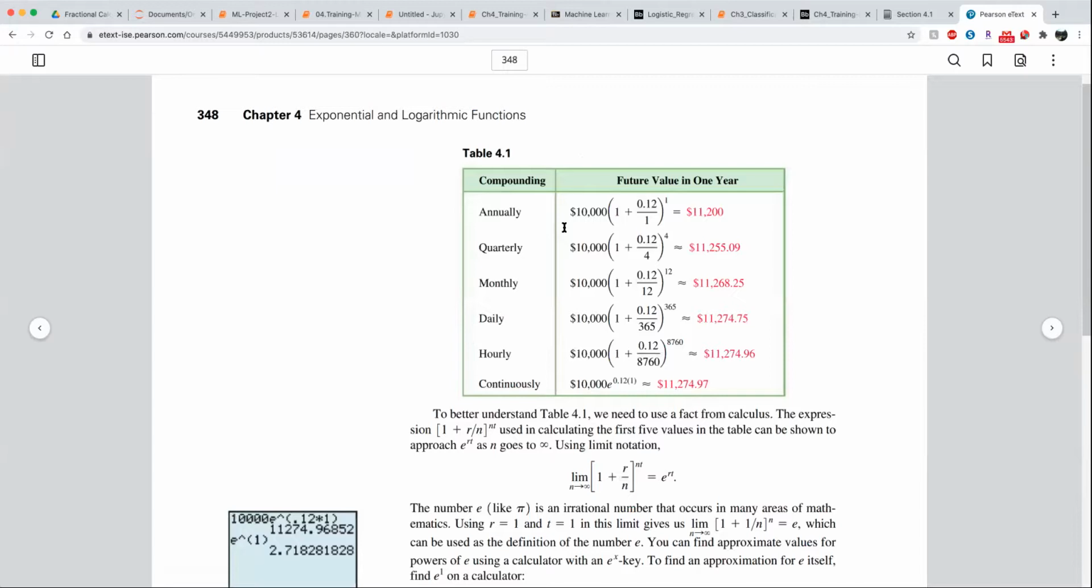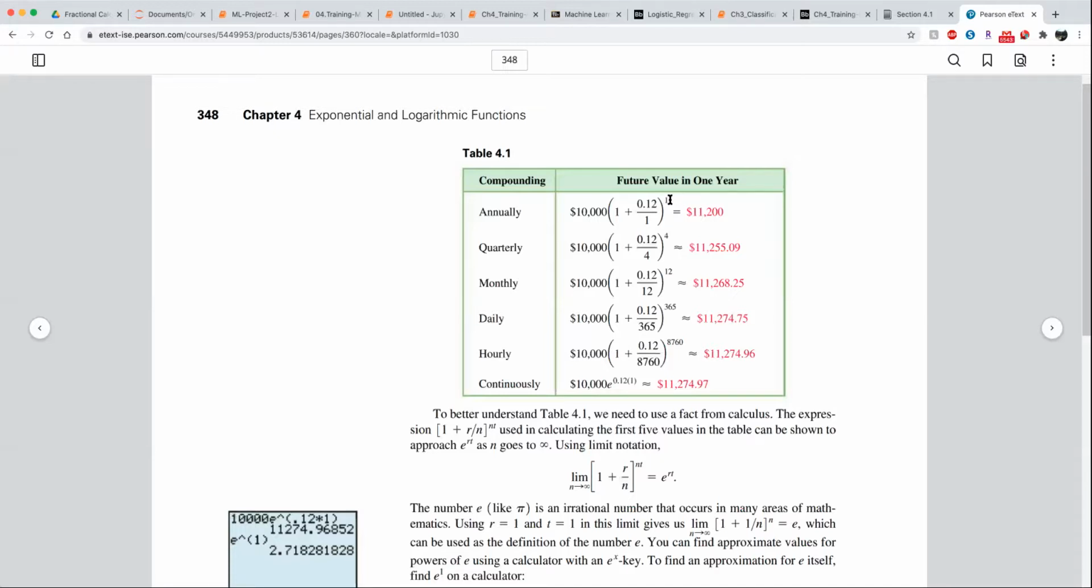If the interest is compounded annually, that means n must be 1. So the amount after 1 year will be $10,000 times 1 plus 0.12, where 0.12 is the 12% rate, over n, which is 1, to the power n times t, because we want to figure out the amount after 1 year. So t must be 1. Okay, so we got the 1 right here.